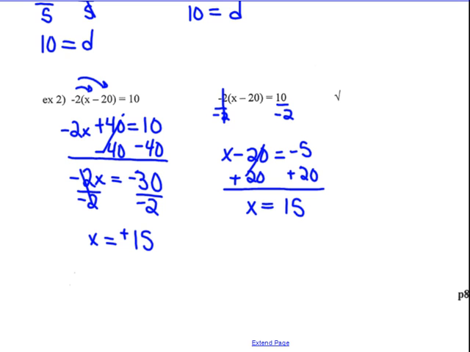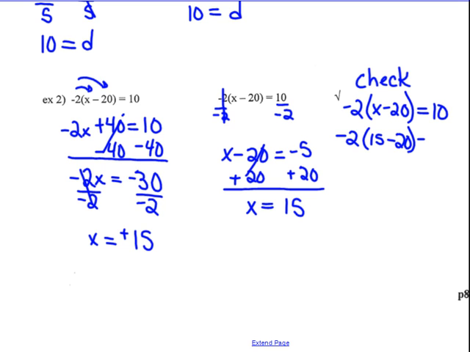Check. Always want to check to make sure your equations are correct. So negative 2 times the quantity x minus 20 equals 10. Is it true when you put in 15 for your value of x? Do you get a true statement? 15 take away 20, we have to do the order of operations correctly here. Do the parentheses first. 15 take away 20 is negative 5.